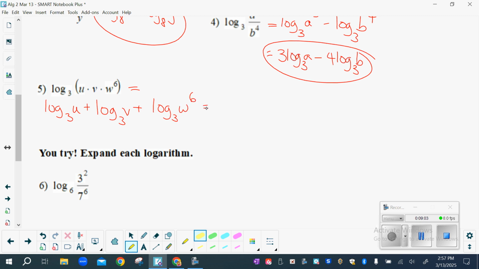And now we can do one more step to expand it. One of those you need to rewrite. Which one? So again, log base 3 of w to the 6th. Yes, and so what does it become? 6 log base 3 of w. Yep. Okay, go ahead and do the U try, please.